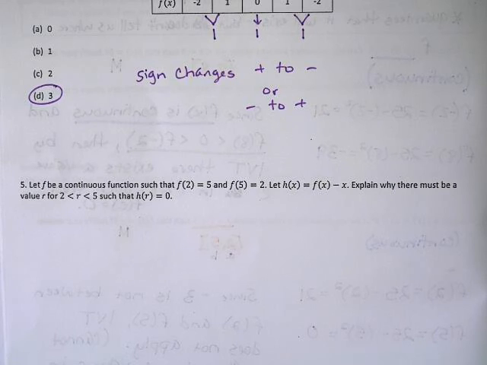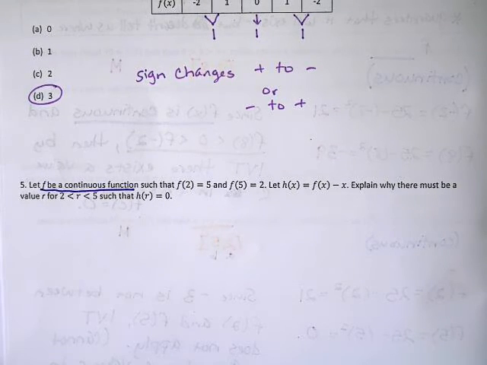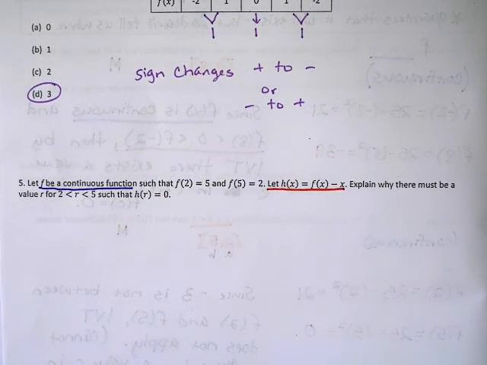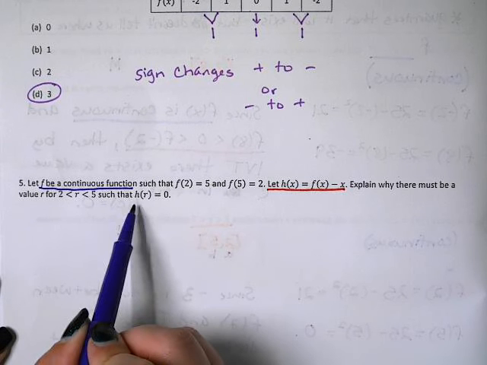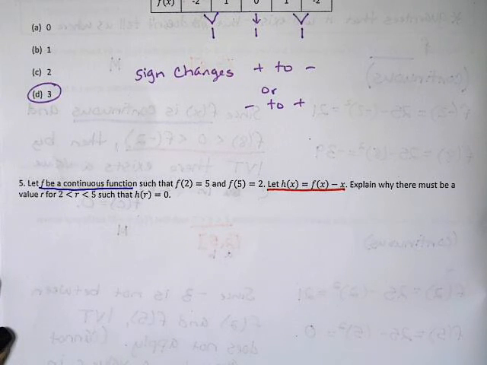All right. Let f be a continuous function. So f is continuous, such that f of 2 equals 5, f of 5 equals 2. Let h of x equal f of x minus x. All right. And explain why there must be a value r for 2 less than r less than 5, such that h of r equals 0. So this question does not explicitly say intermediate value theorem, but by reading it, we should be able to tell that that's what we need.